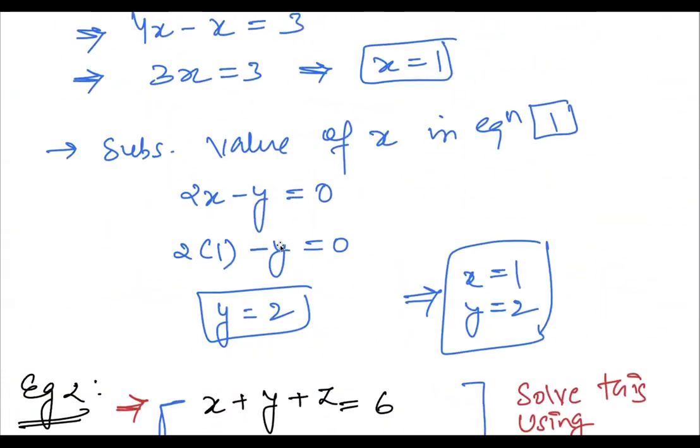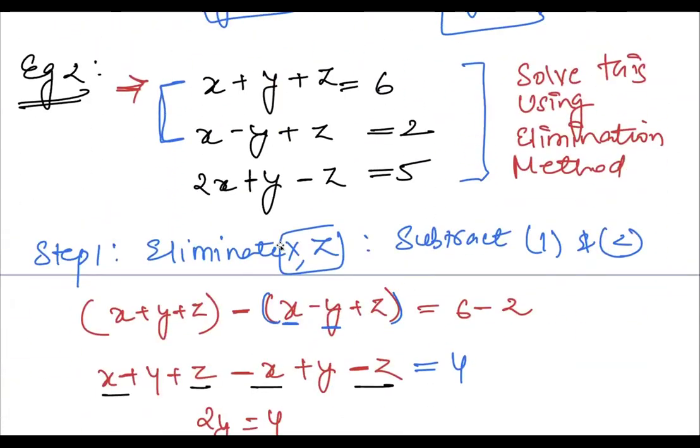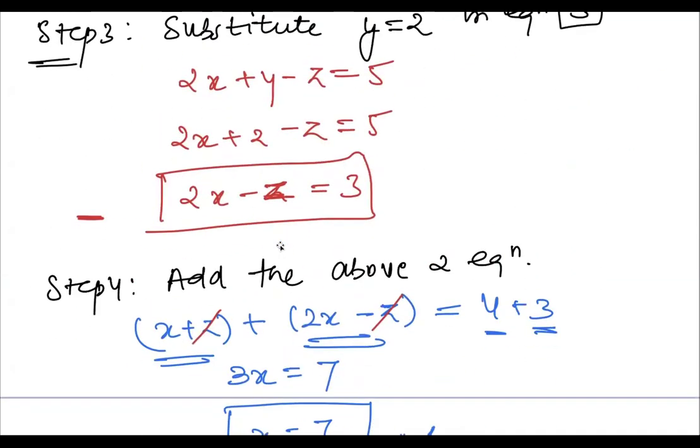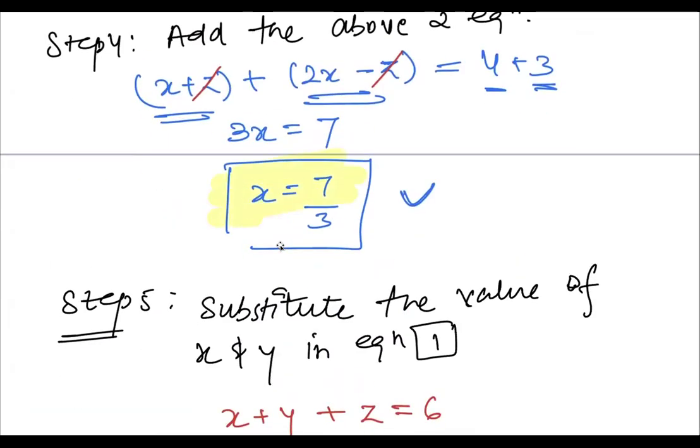So basically, what all of you said is also correct. If you add these two, minus y plus y will get cancelled out, minus z plus z will get cancelled out. So what will be left is 3x is equal to 7, so x will be 7 by 3, which is what we got here.